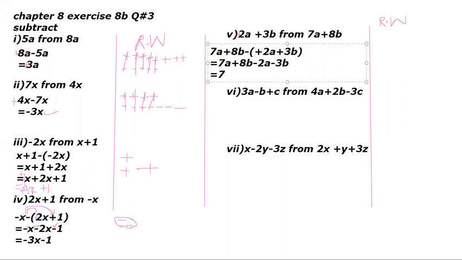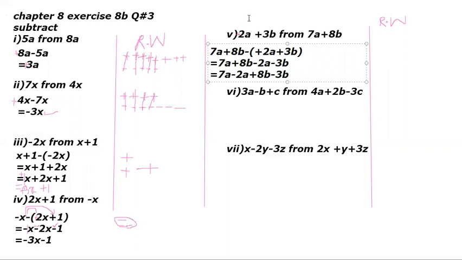Now 7a and negative 2a are like terms. It's not 2a, it is negative 2a. The negative sign is with 2a, so we will not write only 2a, we write negative 2a. And positive 8b and negative 3b. 3b is not only 3b, it is negative 3b. In algebra, the signs are very important.